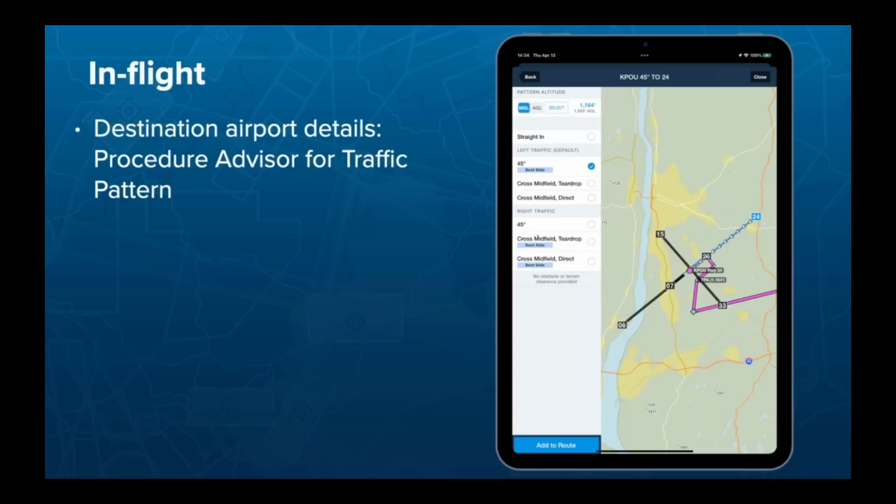And here you can see the left traffic shows as the default, and doing a 45 entry is kind of the best side. So you pick the one that you want and then say add to route, and then that will add it to the route that you see when you go back to the maps page.